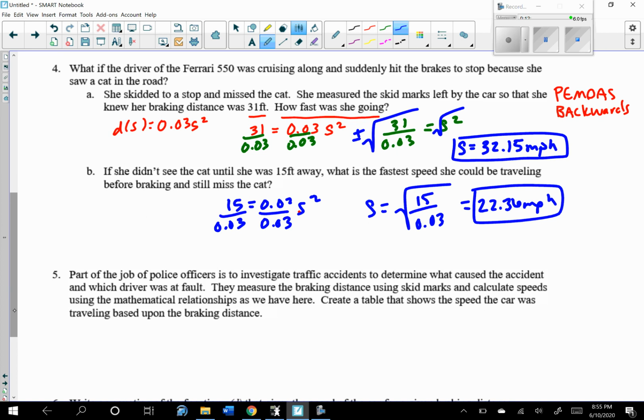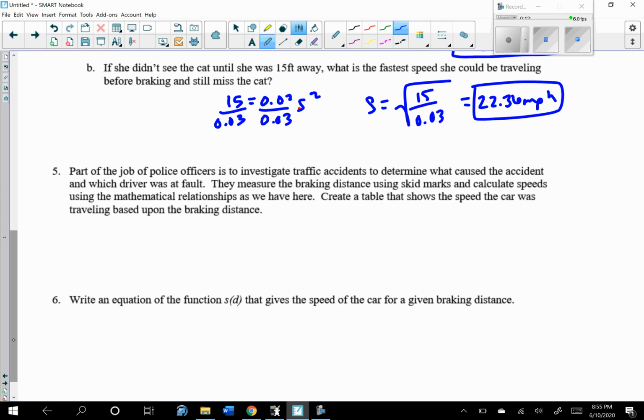So for the next one, it says, part of the job of a police officer is to investigate traffic accidents and determine what caused the accident and which driver was at fault. They measure the braking distance using skid marks and calculate the speeds using mathematical relationships as we have here. Create a table that shows the speed the car was traveling based upon the braking distance.